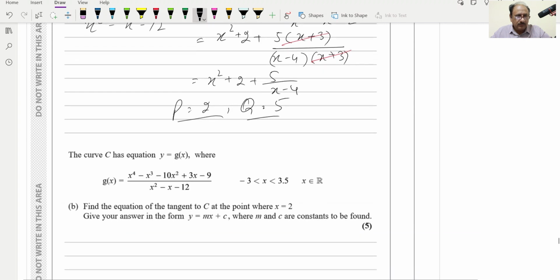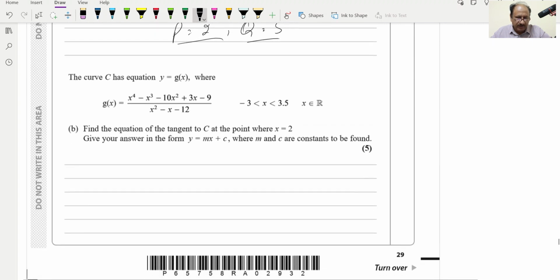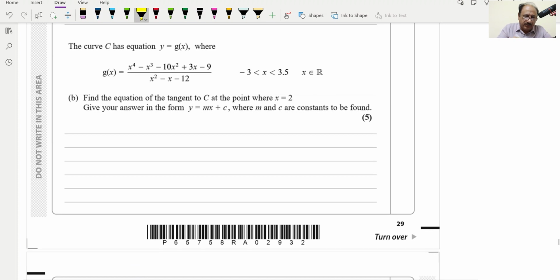Now the second part, the b part, is over here. We have copied the b part over here. The curve C has equation y is equal to g of x, where g of x is given, the same equation which we have just solved, from -3 to 3.5, and x belongs to R. Find the equation of the tangent to C at the point where x is equal to 2. Give your answer in y is equal to mx plus c format. m and c are the constants to be found.